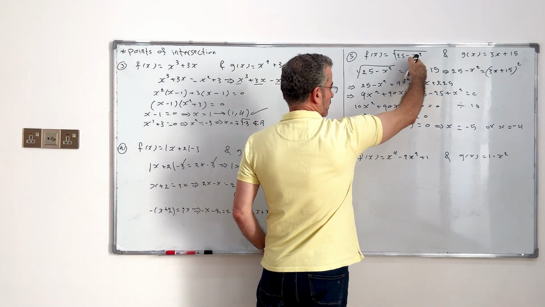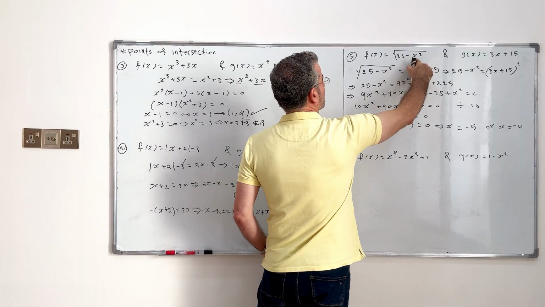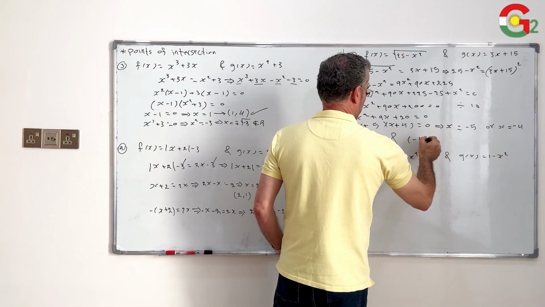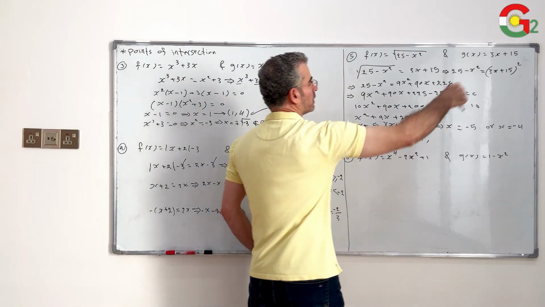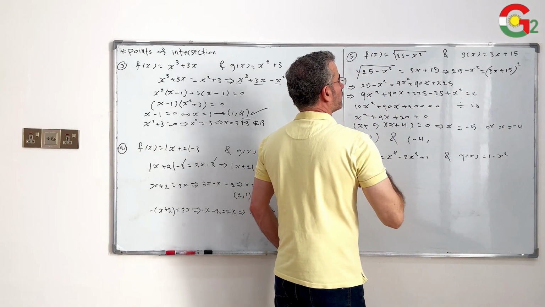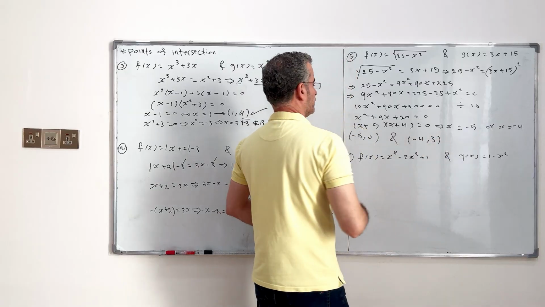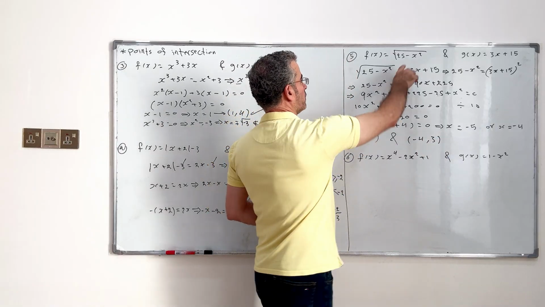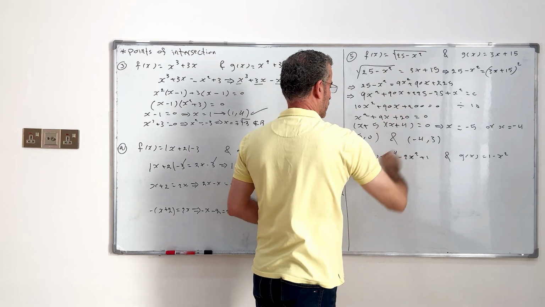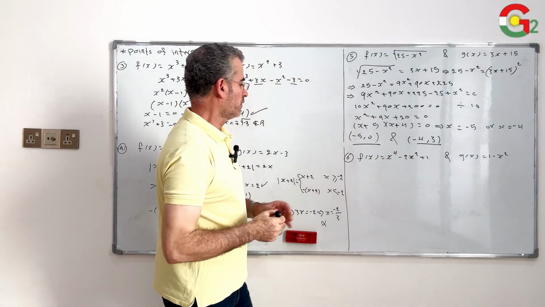Let me substitute here negative 5. Then it will give me 25 minus 25, 0. And for negative 4, let me substitute here: 3 times negative 4, negative 12, plus 15, it is 3. If I substitute here, 25 minus 16, 9, square root of 9, it's also 3. Then I have two intersection points for these two functions.